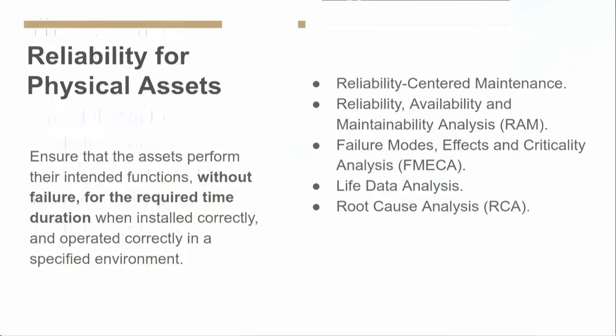Okay, so what to do now? Each robot or its application has its own criteria. The metrics are available already. We should be careful when we use them. One way I'm thinking about it currently is to look at reliability for physical assets.